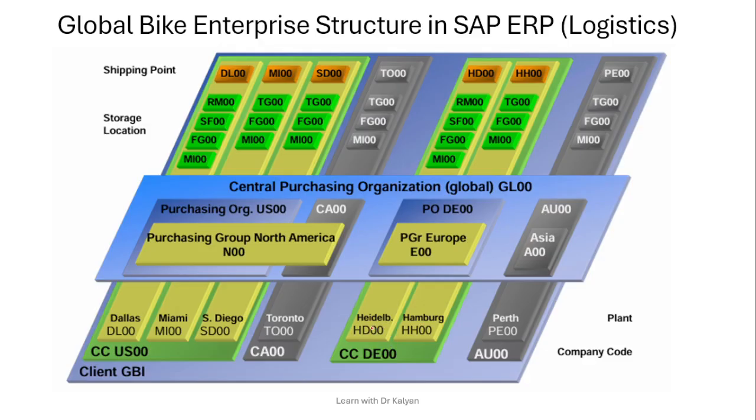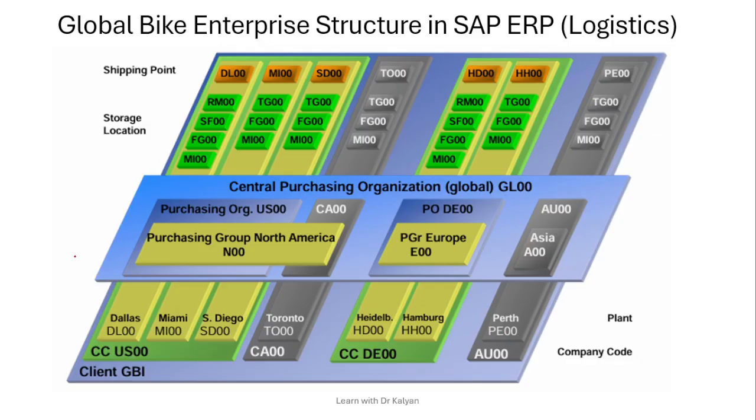And inside Germany, there are 2 different plants: one in Heidelberg and one in Hamburg. The plant in Heidelberg is represented by HD00, and Hamburg by HH00. And in Australia, we have one plant, in Perth, represented by the code PE00.